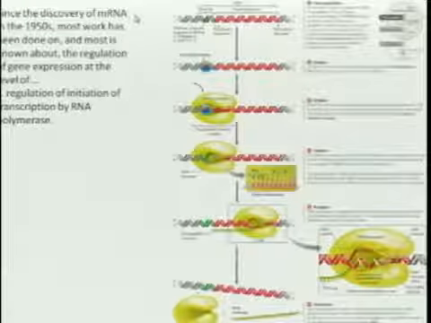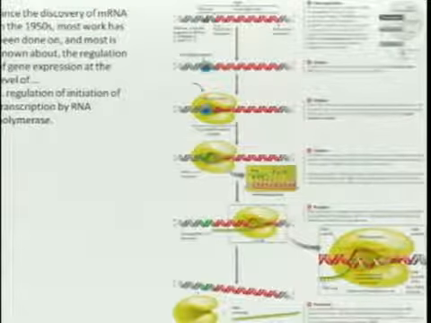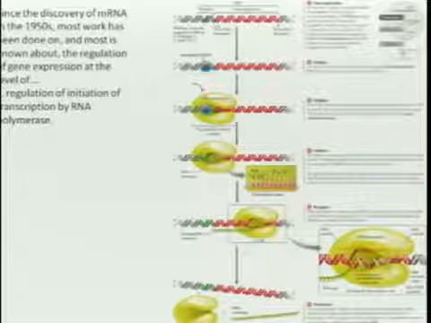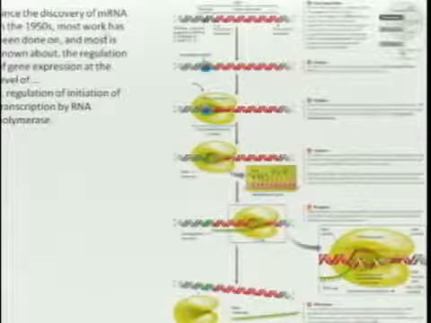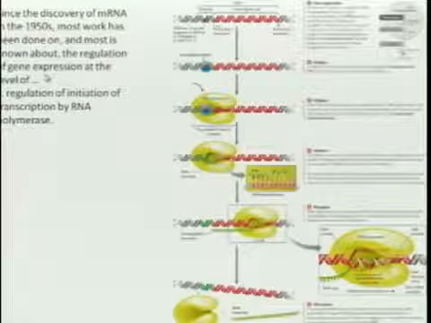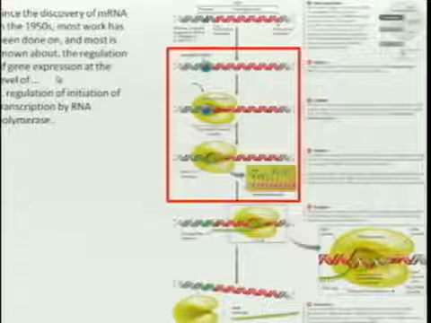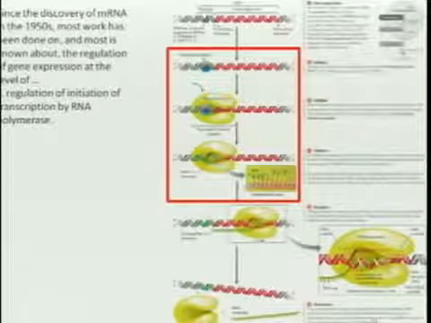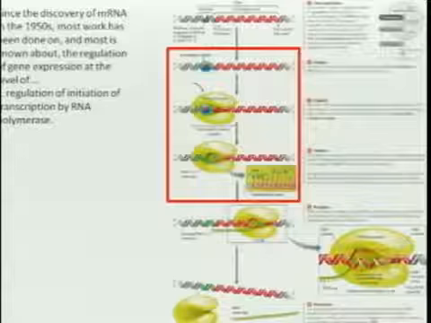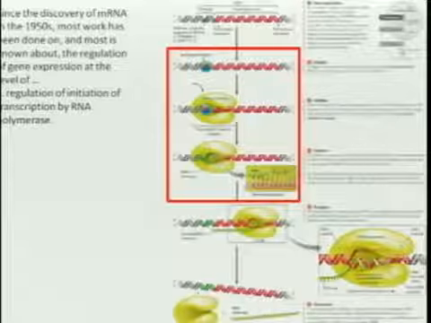Messenger RNA was actually discovered in the 1950s. And the reason the word transcription initiation was underlined in the previous slide is for the following reason. Are there what seems to be like 20 different types of gene expression control there? However, most work has been done on, and most is known about, the regulation of gene expression at the level of, mental drum roll, regulation of initiation of transcription by RNA polymerase. This doesn't mean that the other steps are not important. They are. It's just that we know the most about that. And in fact, I will spend the rest of the lecture talking about nothing but that.